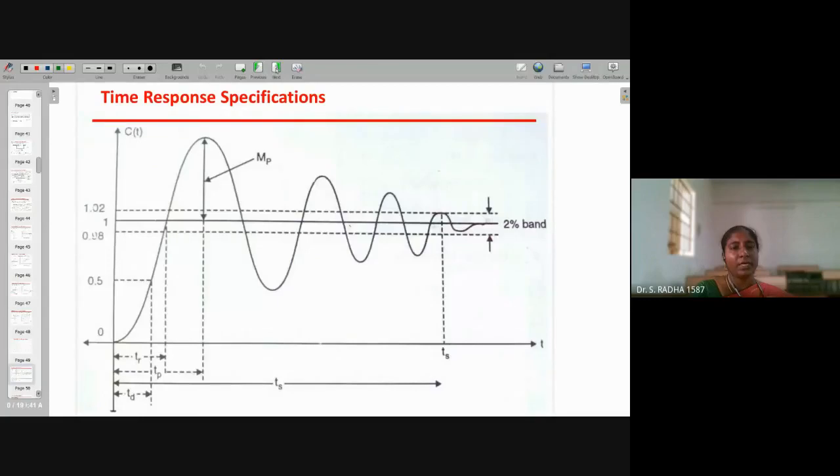Now I told you underdamped system is very, very important. Just a small discussion on this graph and then we will close the class. This is the underdamped system. Okay, second order system graph.